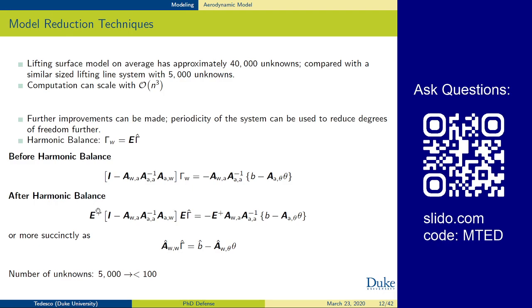And one other addition has been made. It's this E plus. This is what's known as the Moore-Penrose pseudo-inverse. This makes our matrix square so that it's solvable, and gives us an equation, if we make it more succinct, of this form. So now, with doing this, we've reduced our equations even further. Instead of looking at 5,000, we're looking at less than 100, which is a drastic reduction when you consider that, as we see up here, computations can scale with n cubed. So that's a severe reduction.